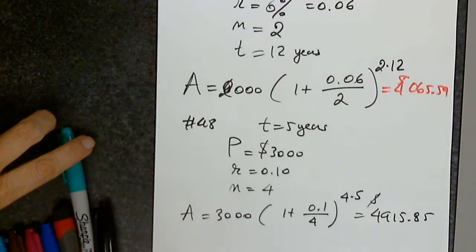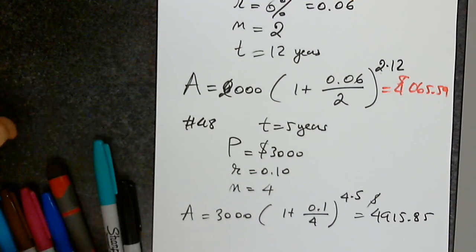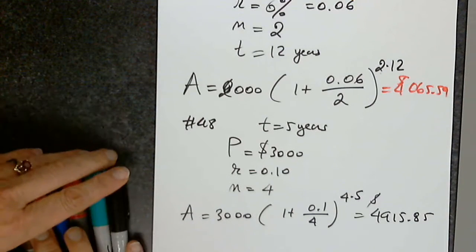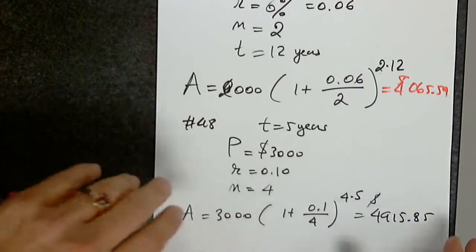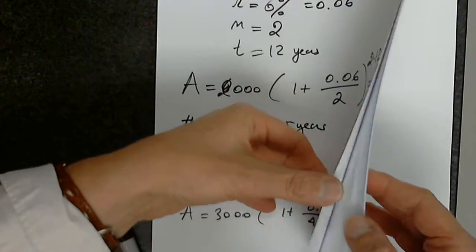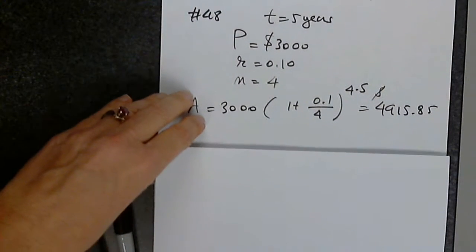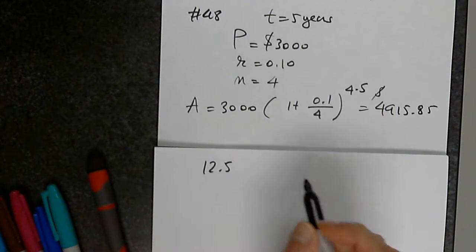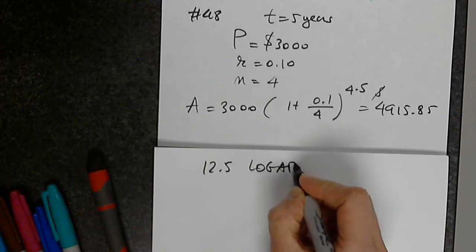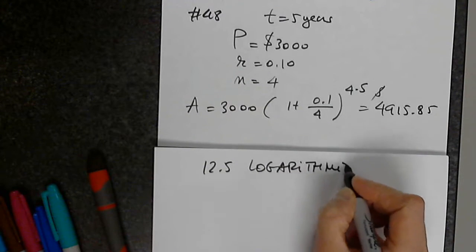The exponential function has very wide applicability in a lot of real-life situations. A lot. It's a very nice function. It's a friendly function, really. I like it. Now let's take a look at its inverse function, 12.5, the logarithmic function.